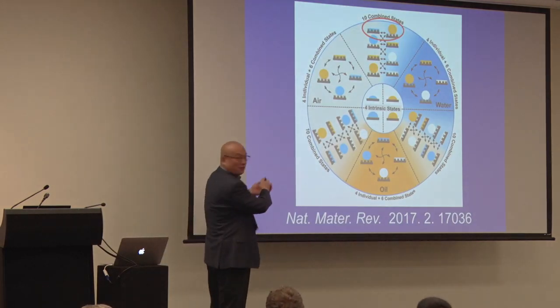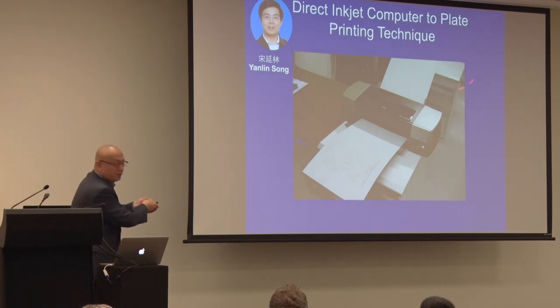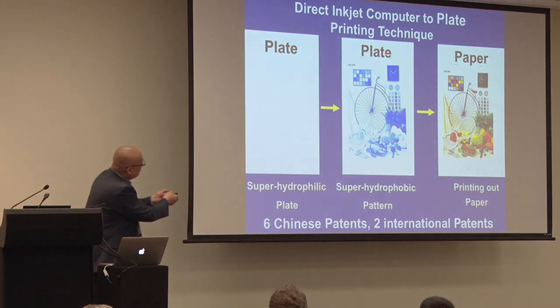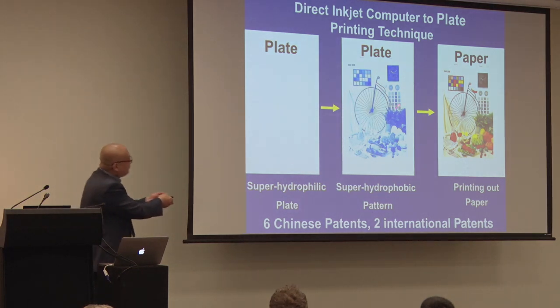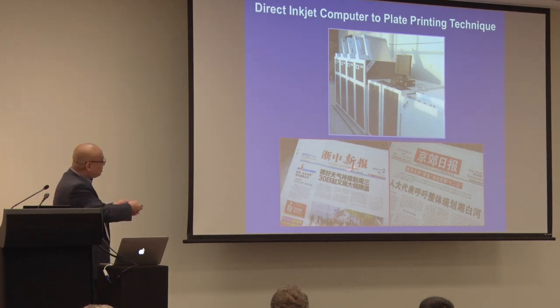Super hydrophilic is super oil-repellent for printing. A super hydrophilic plate and an inkjet printed super hydrophobic pattern. Use 4 plates, and you can realize full color printing. So many newspaper companies in China are using this technique, or trying to use it, to print newspapers.